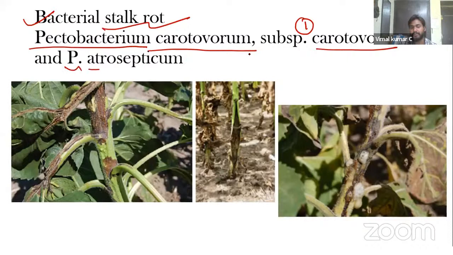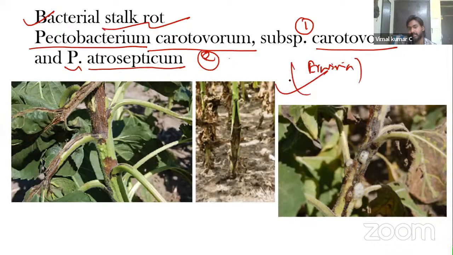As you know, Pectobacterium is a close relative of Erwinia, right? Initially they were the same, but later, because of their differences or uniqueness, they have been separated. In the same way, Pectobacterium infection will start with necrosis, that means death of the tissues or cells when it infects the plant. Here you can see, either on the stem or the petiole or the stalk, whatever you call it, the infection will be there.